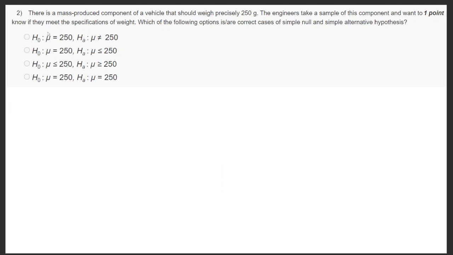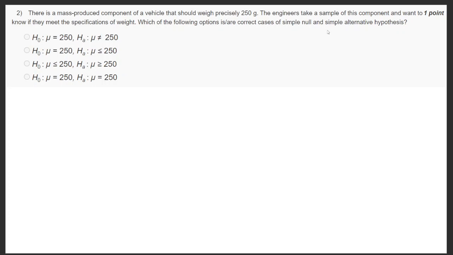So going to the second question, there is a mass produced component of a vehicle that should weigh precisely 250 grams. I think it's close to 250 kilograms, I guess. By mistake they have given 250 grams, because a vehicle can never be produced at 250 grams unless it is a Mars rover or some small scale vehicle. Okay. So the engineers take a sample of this component and want to know if they meet specifications of weight. Which of the following options is or are correct cases of simple null and simple alternative hypothesis?